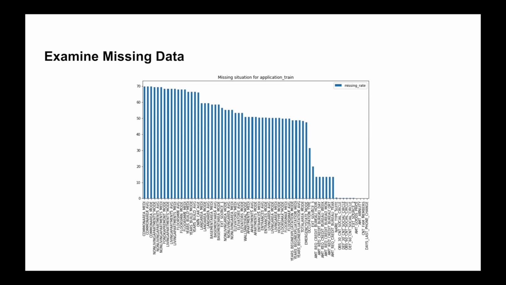We should use some strategies to deal with those missing values. For training data, we visualize the missing rate of each column as below. Since more than half of the columns have missing values, we use the median to fill them.